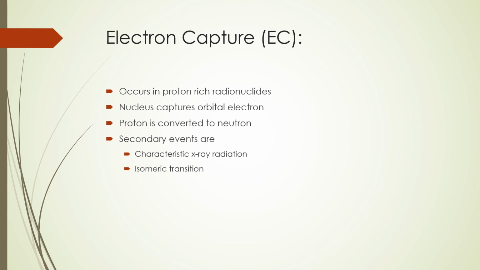In characteristic X-ray radiation, an electron drops from an outer electron shell to fill the vacant inner shell. The energy difference leads to an X-ray photon being released, which is equal to the difference in binding energy of the 2 electron shells involved in the transition. We shall discuss isomeric transition on the next slide.